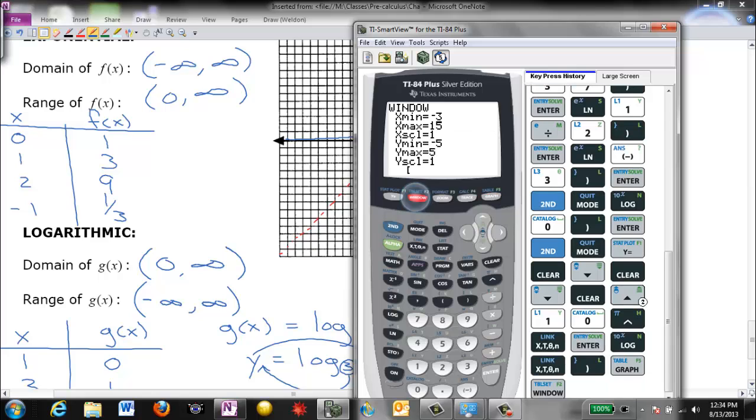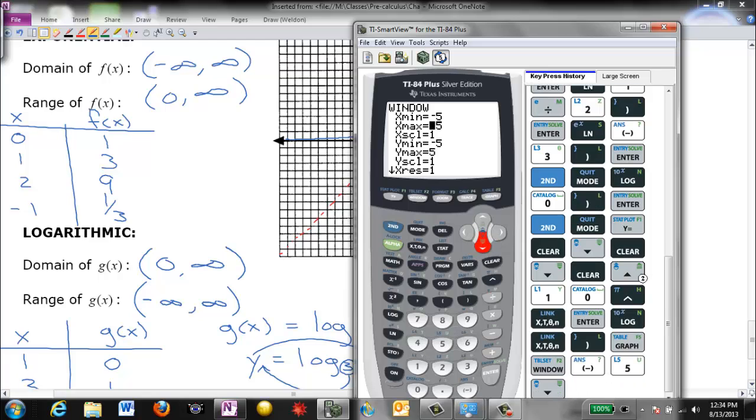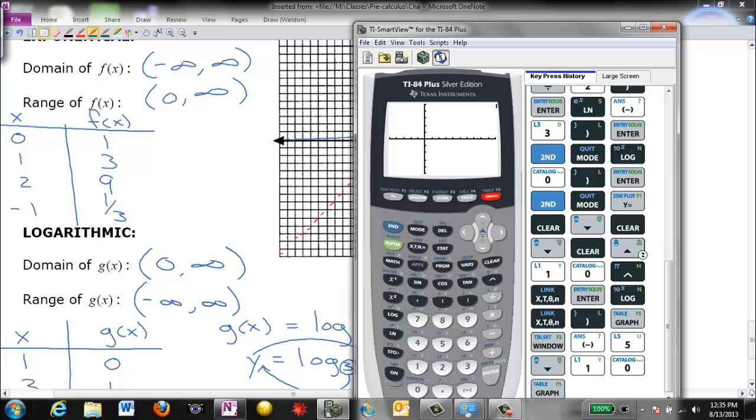And I'm just going to move that window over. Let's do a window of negative 5 to 10 perhaps, and then let's hit graph and see if we get a better viewing window for that one. Yeah, it's a little bit better. And just so that we can make sure that we see that reflection over the line y equals x, I'm going to come over here to y3.